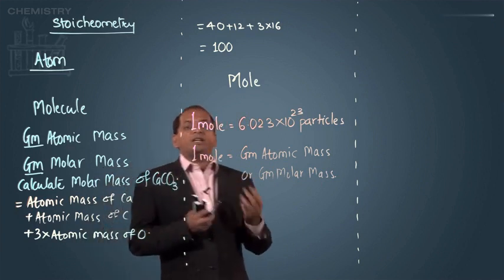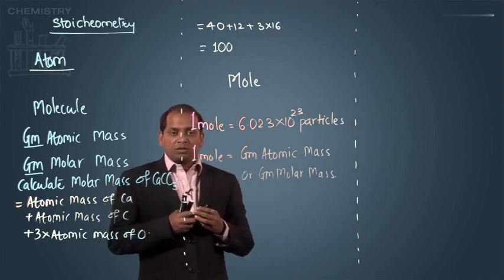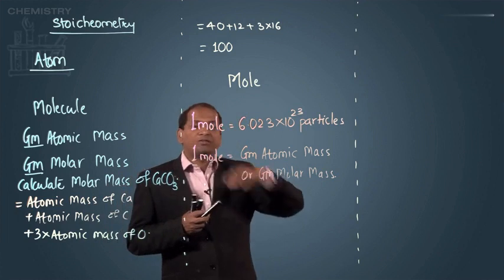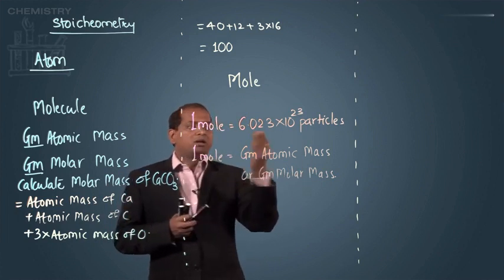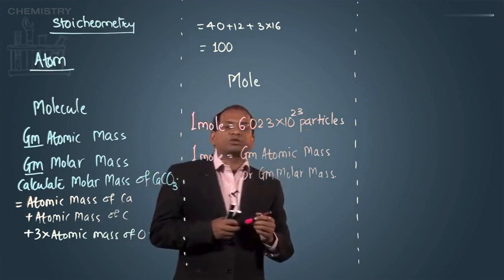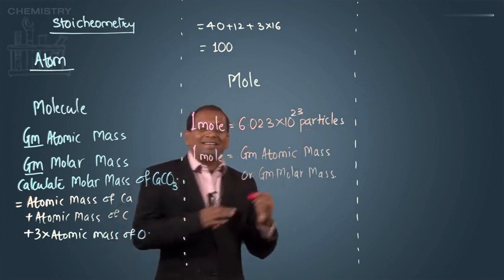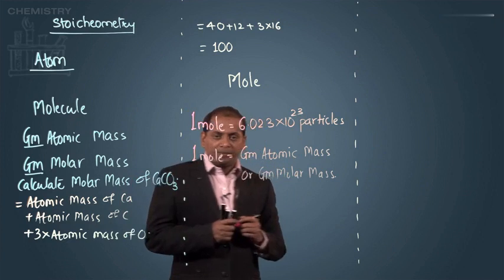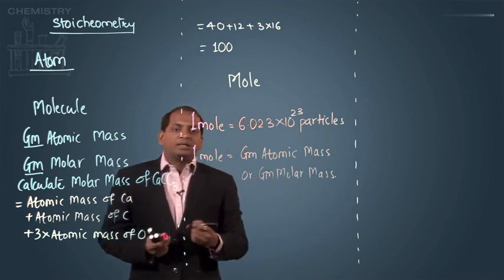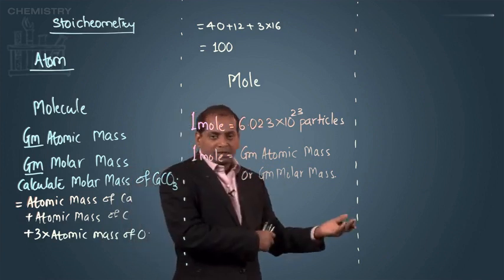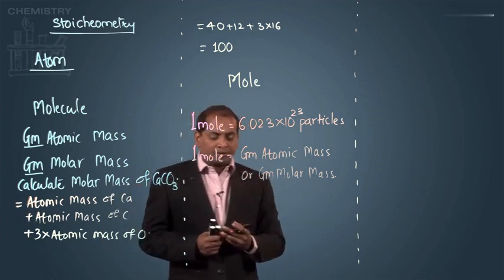So how can we determine the number of moles? By using this definition of a mole. 1 mole is equal to 6.023 into 10 raised to 23 particles. So now we will first derive some formulas. One formula I will be deriving, and the next formula I am directly writing. It's very simple and straightforward.